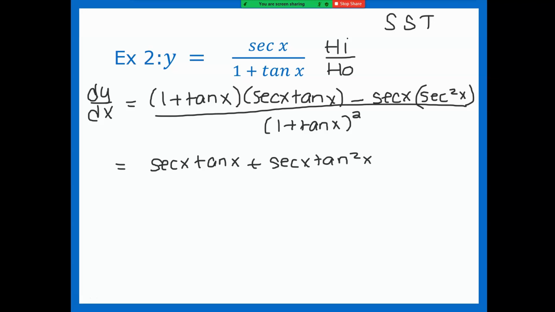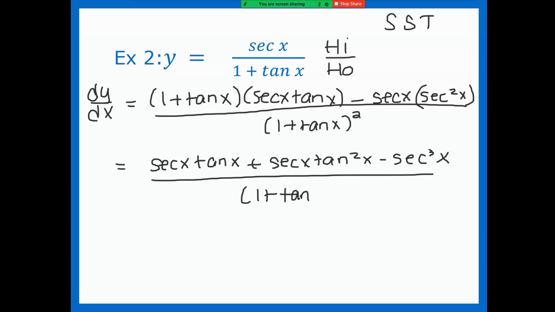Distribute in the first part and in the second. And then it's good habit to clean up. So what you'll notice is each term contains a secant. Sometimes we'll get Pythagorean identities. So we want to take out that secant x just to make sure we don't get a Pythagorean identity or something that cancels with the denominator.